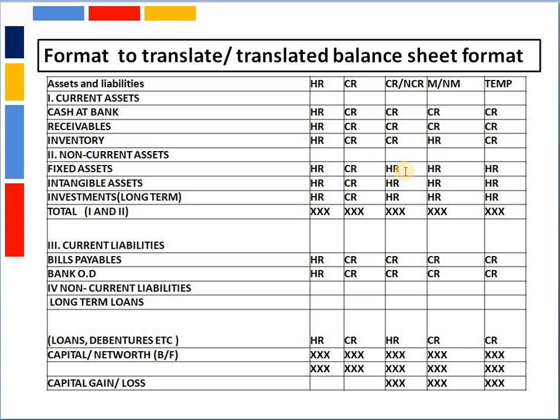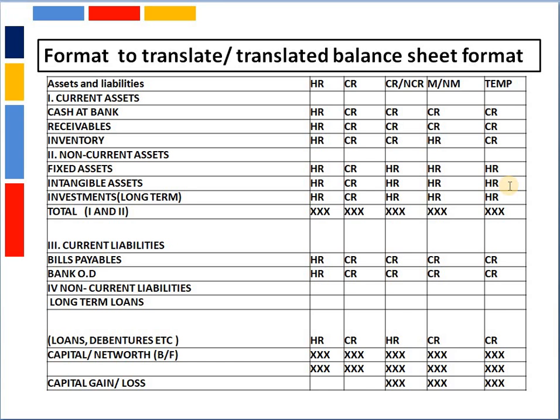Under CR/NCR method, fixed assets, intangible assets, investments are recorded at the historical rate. Under monetary and non-monetary method, fixed assets, intangible assets, investments are recorded at the historical rate. Under temporal method, fixed assets, intangible assets, long-term investments are recorded at the historical rate.